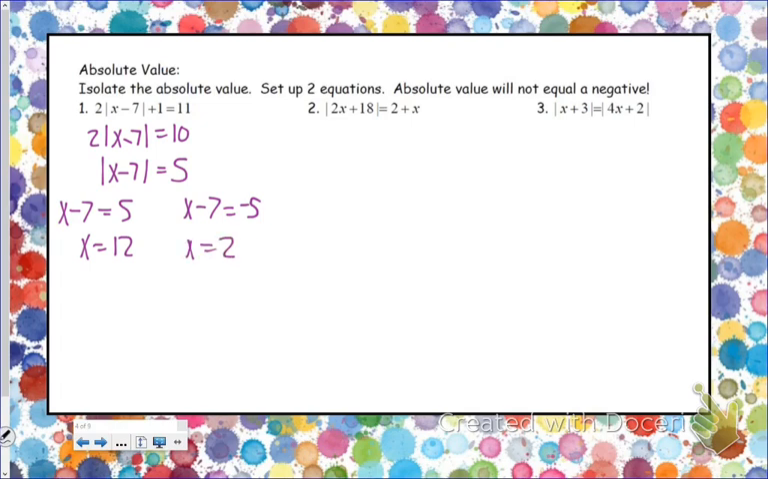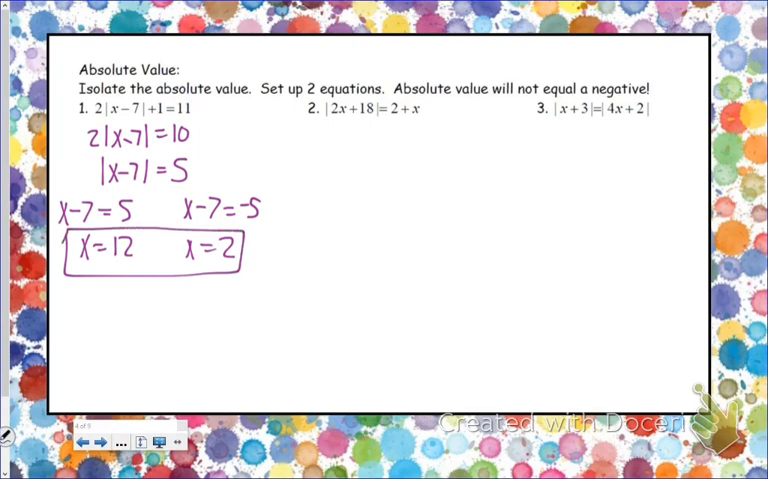You always want to go back and plug those answers back into the original equation, because a common thing you're going to see throughout these problems is the possibility of getting an extraneous solution. Both of these do work out. So those are both solutions.